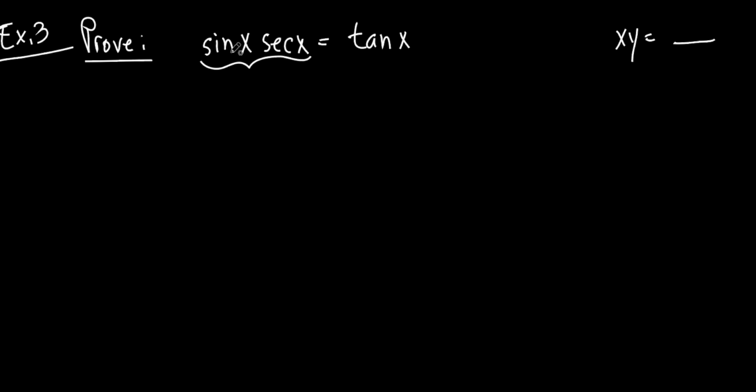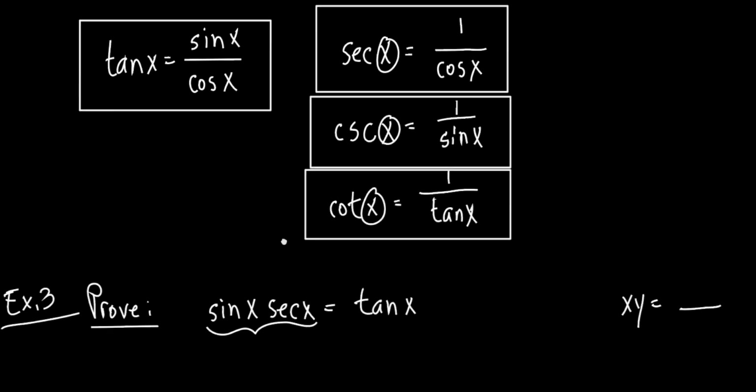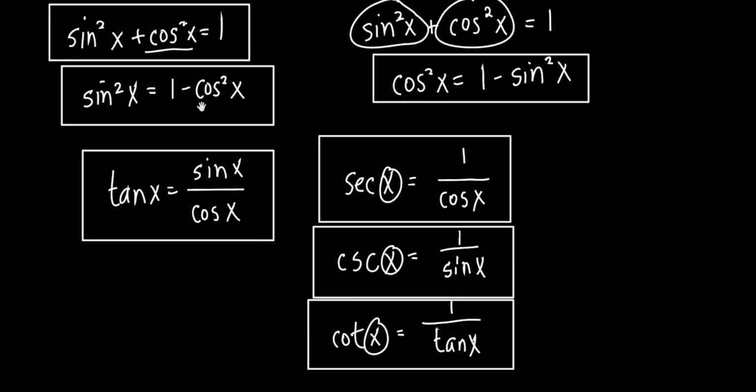Okay, so sine of x. Can I break down the sine of x into anything? It's not sine squared of x, is it? If it was sine squared of x, it's not, but what if it was? Then I might break it down into this, right? Or if it was 1 minus cosine squared of x, you could look at it and say, oh, I know what that is. That's the sine squared of x.